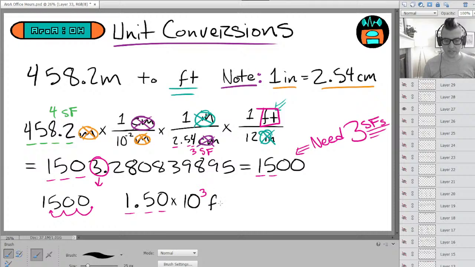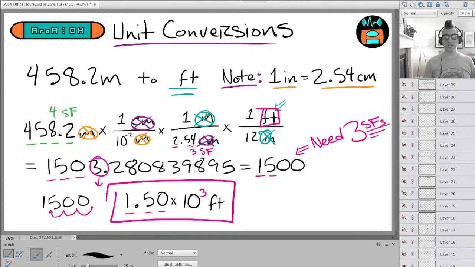So 1.50 times 10 to the third feet is the correct value, the correct units, and the correct sig figs. Here again, you can see that this is a problem that necessitates the use of scientific notation in order to write our number with the proper amount of sig figs. All right, this is the thing that comes up again and again, so you should keep an eye out for it.